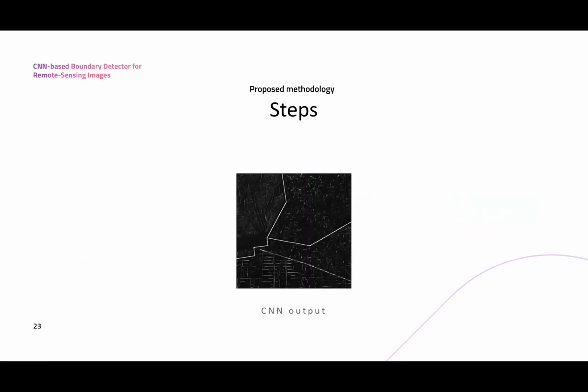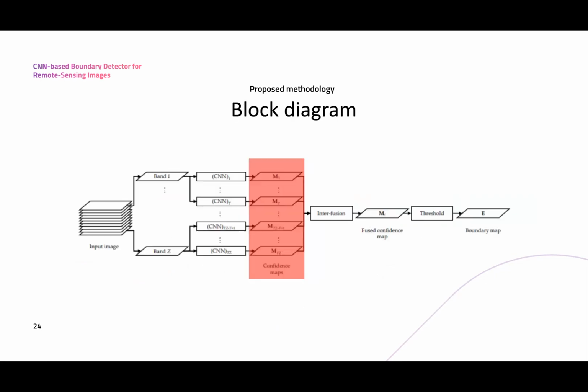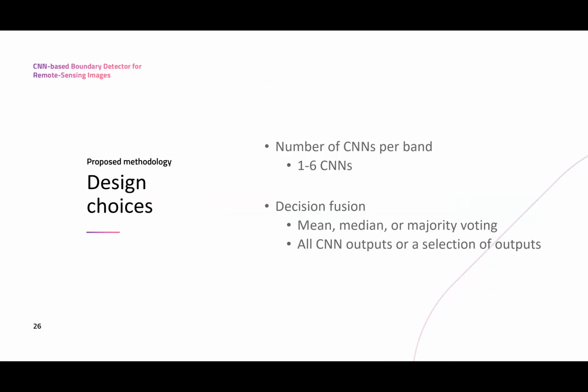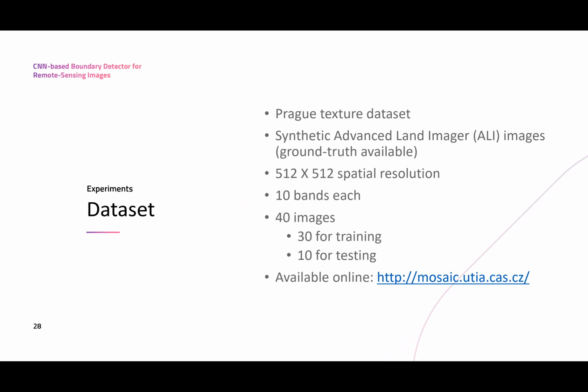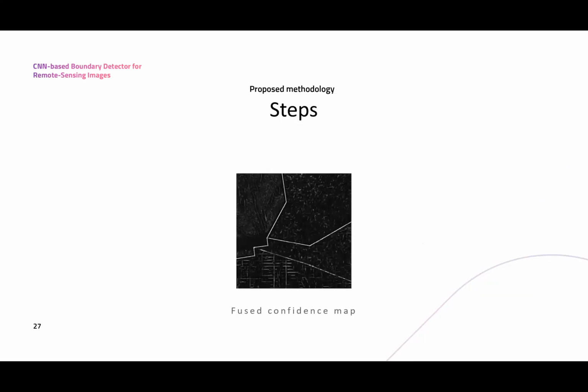This is the confidence map we get from one convolutional neural network. We have many. We combine them. In terms of the number of CNNs, through trial and error in our experiments, we found that 3 works. For decision fusion, there are many options: mean, median, or majority voting. We found the median to be the best. For the selection of outputs, rather than taking all, sometimes some of the networks will degrade your performance, so selection was a good option for us. You get a final confidence map.